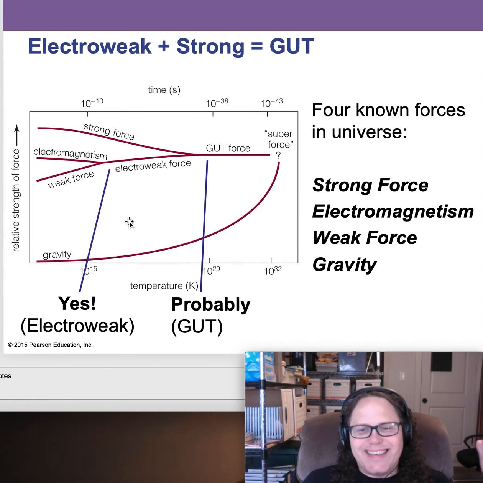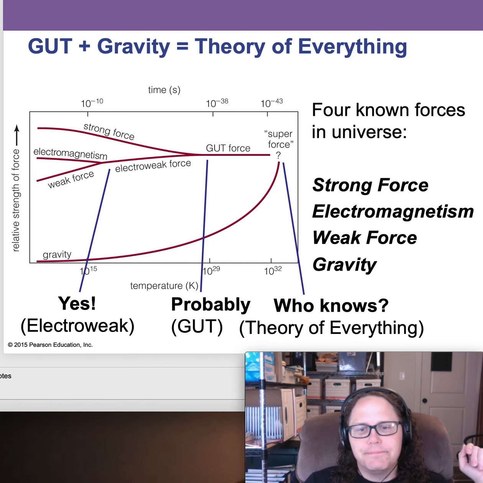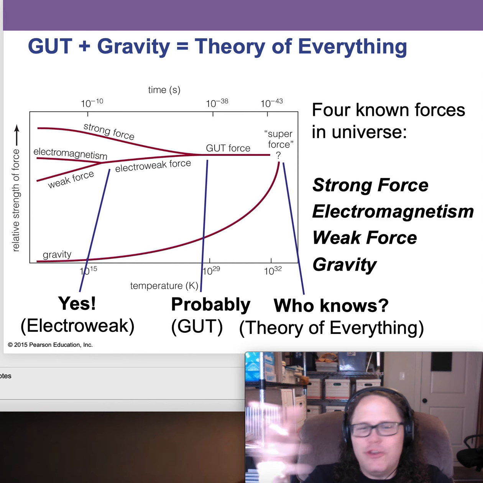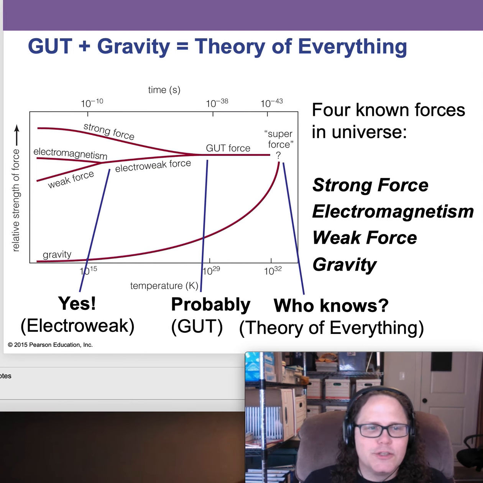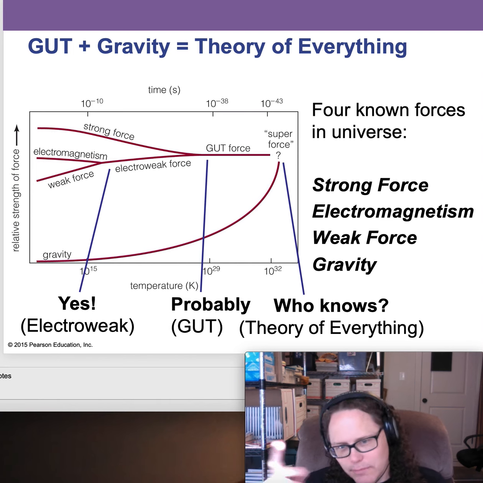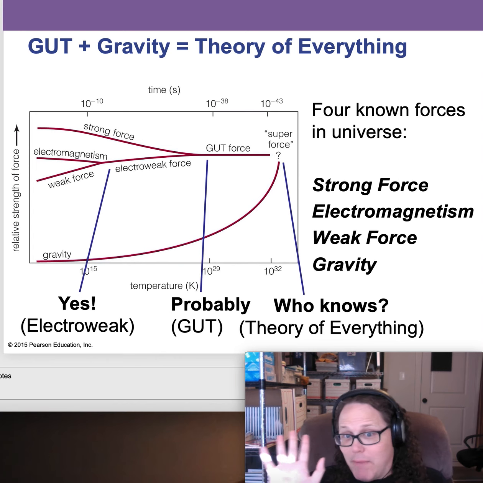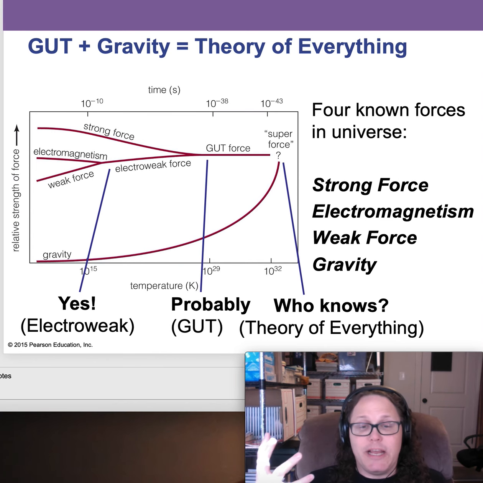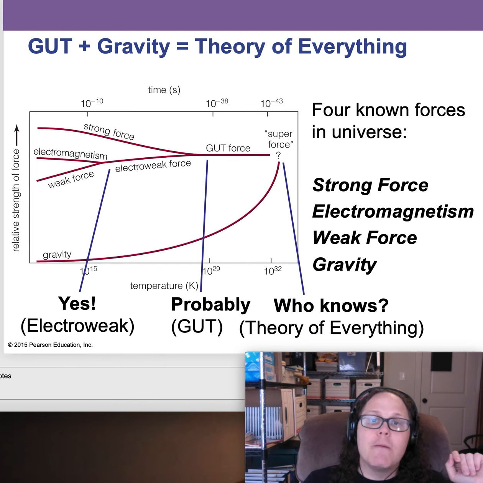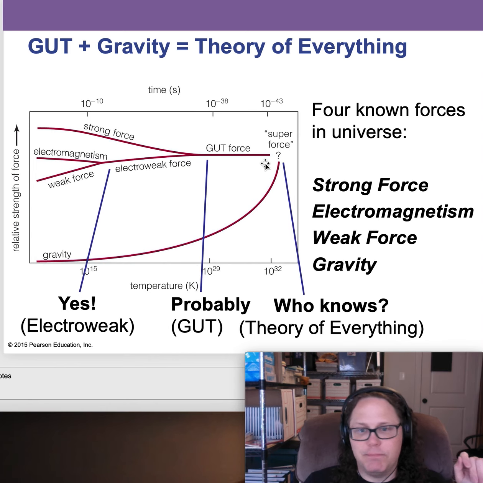Now, what happens at even higher temperatures, at say 10 to the 32nd degrees? Well, your guess is as good as mine. That's called the theory of everything. I should say theories of everything, really more like hypotheses of everything, because we don't even have a good unified theory about this. So, if you can figure that out, you get a Nobel Prize. So it might be that at extremely hot temperatures, 10 to the 32nd degrees, the grand unified force will combine with gravity to produce the super force.